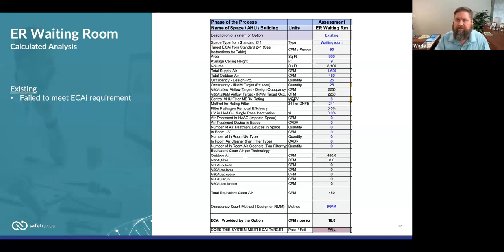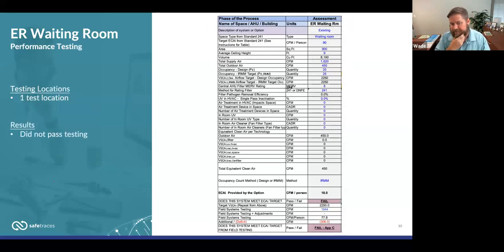The next slide, Phil shows the testing that he did. Yeah, so doing the testing in accordance with the standard as we described, we found that we had about 1,944 cubic feet per minute supplied to this space. And again, it fails by a little over 300 cubic feet per minute. So in this case, again, it's failing both the calculation and the aerosol testing.